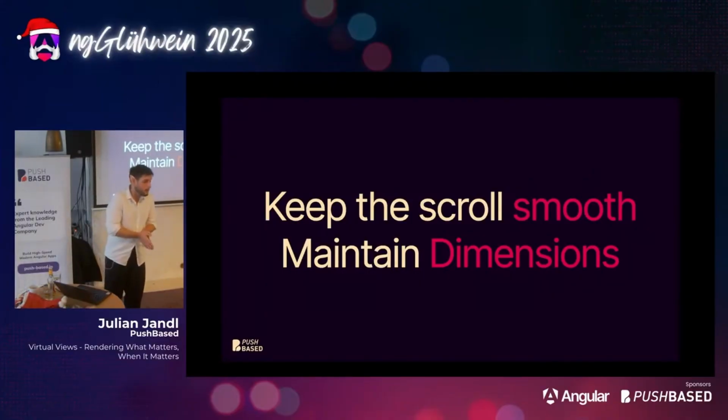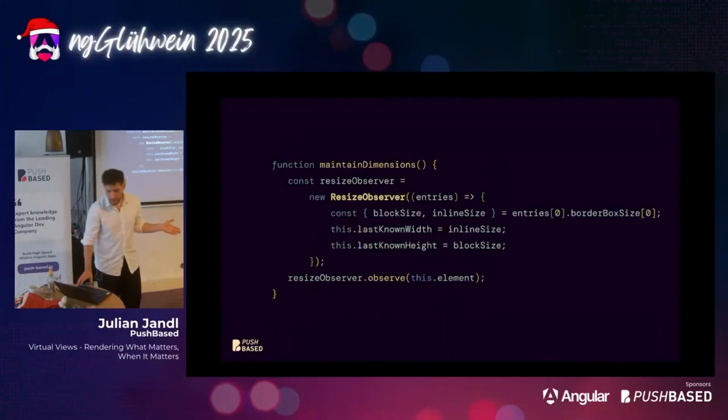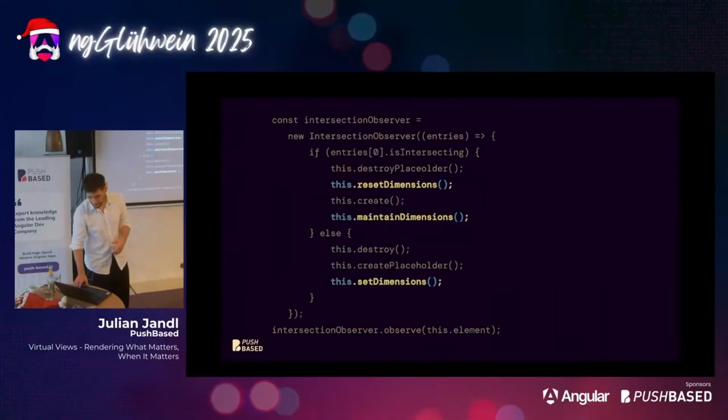What we can do for that is maintaining dimensions, kind of like the contain-intrinsic-size auto feature. So we just introduce another function that is called maintain dimensions. We have a new observer that also comes from the browser spec, which is the resize observer. We attach a resize observer to our DOM node or to our placeholder, and we just get the information, how big are you right now, and we can maintain those sizes.